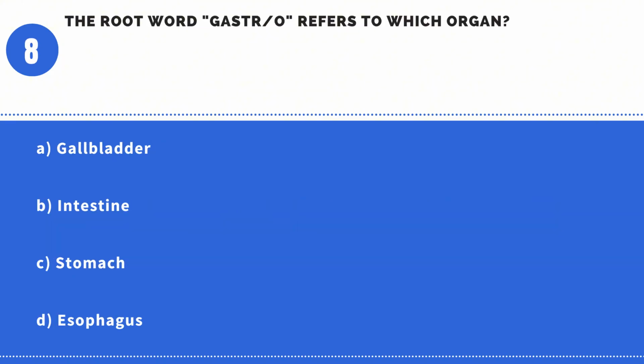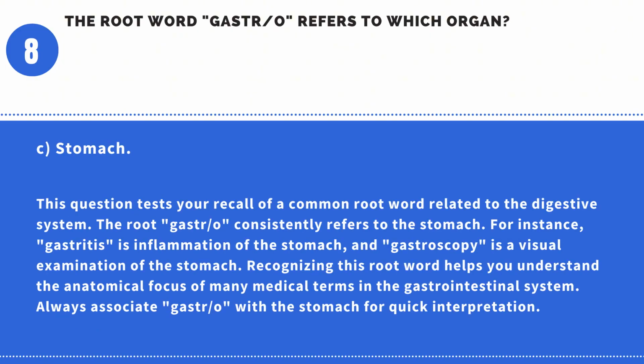Question 8. The root word gastro/o refers to which organ? A. Gallbladder. B. Intestine. C. Stomach. D. Esophagus. Answer C. Stomach. This question tests your recall of a common root word related to the digestive system.